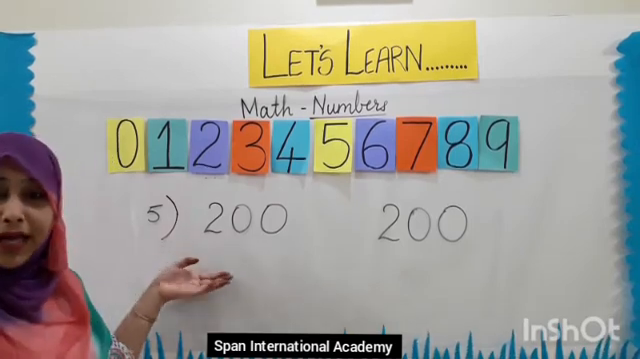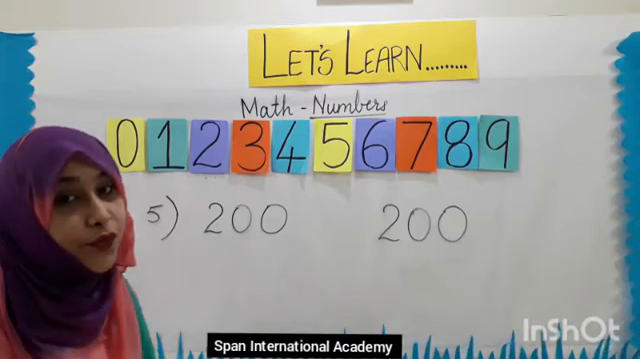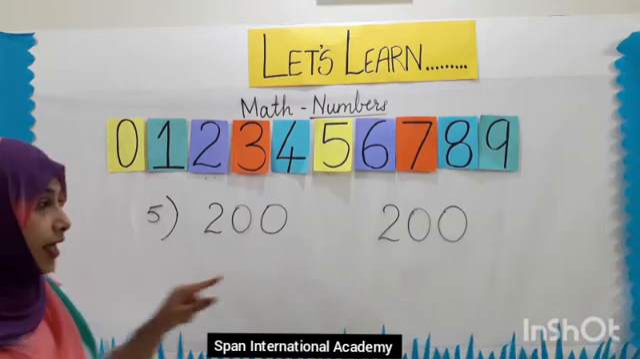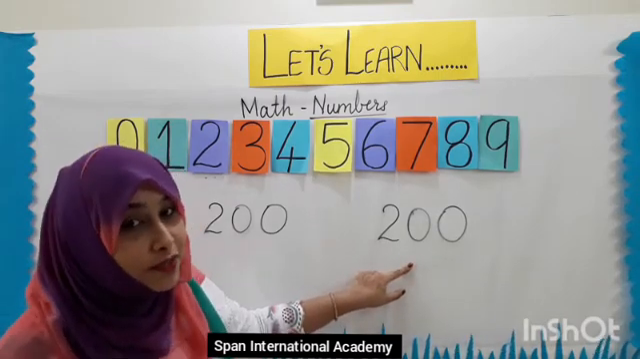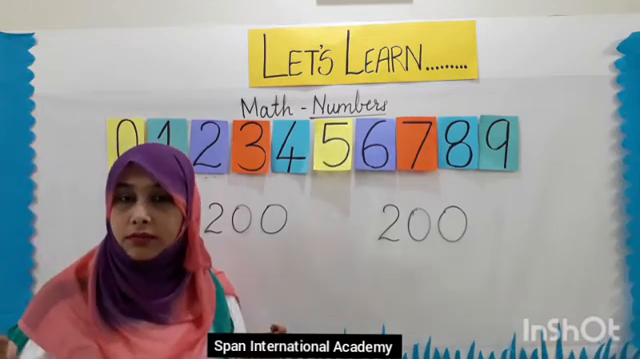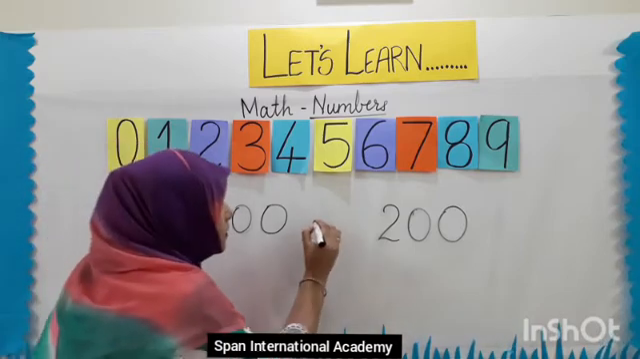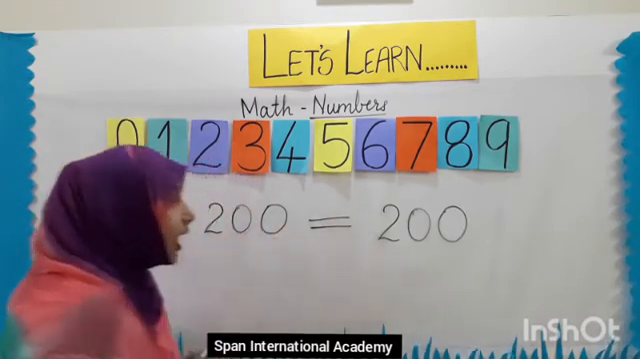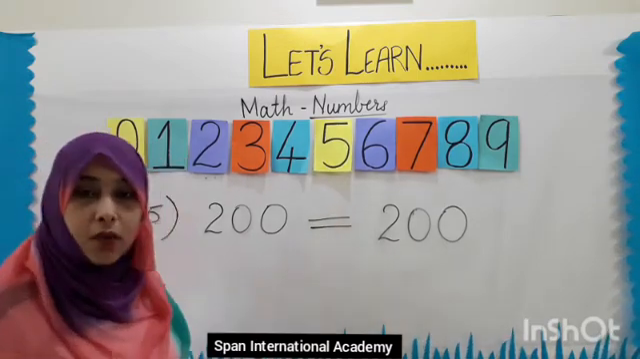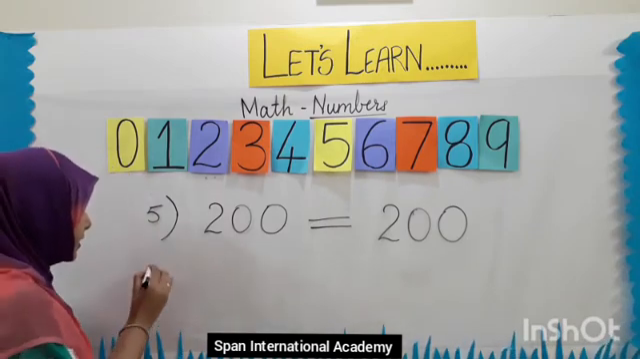So, I'm back with the 5th example now. What are the numbers? Can you all read it for me? Yes, 200 and the other number is also 200. So which number is big and small now? Both are the same. So I will make an equal to sign. 200 and this 200, they are equal, isn't it? Okay, let's see the 6th example.